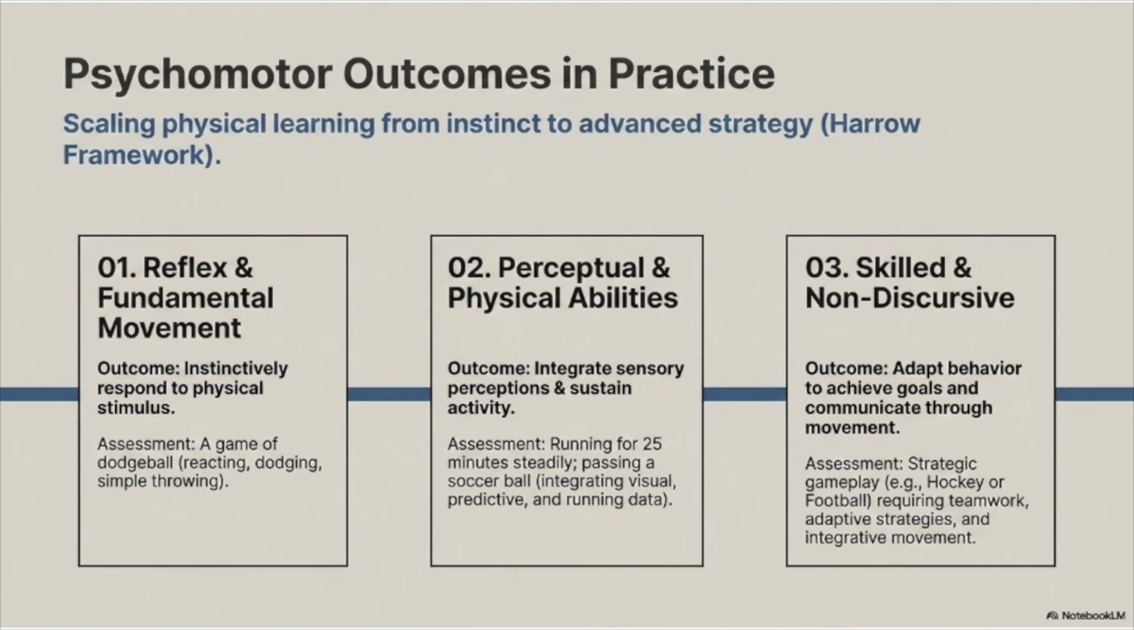The second category includes perceptual and physical abilities, where learners develop coordination, strength, speed, endurance, and the ability to respond accurately to sensory information. The third category includes skilled and non discursive movements. Skilled movements involve performing complex procedures with precision, coordination, and confidence, while non discursive movements include expressive actions such as communication through facial expressions, gestures, and body language. Together, these outcomes enable healthcare professionals to perform clinical procedures safely, efficiently, and competently.